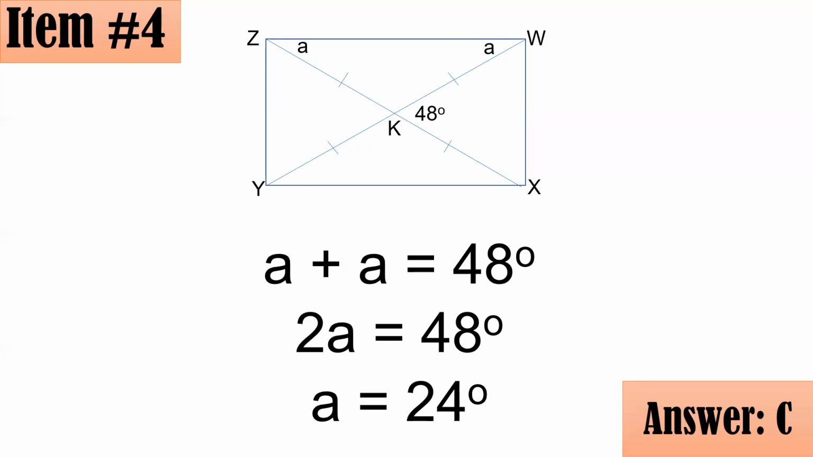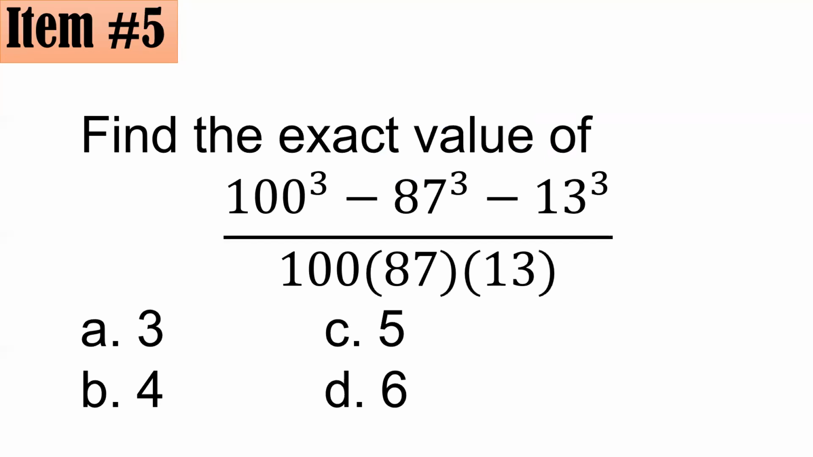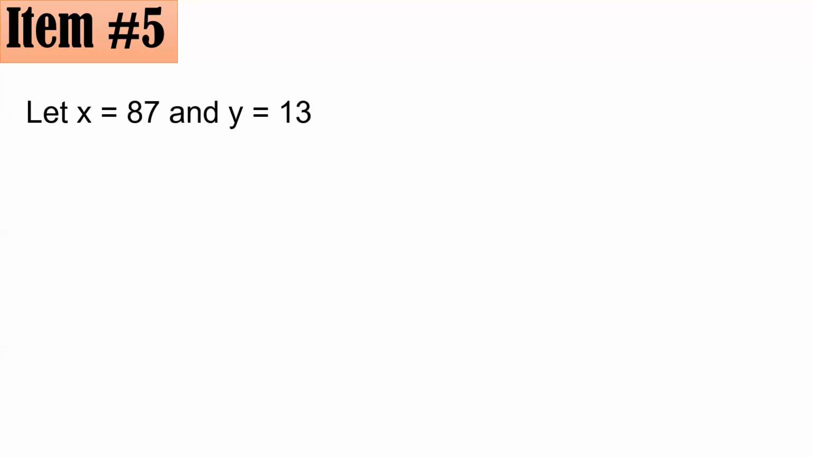Okay. Number 5. Find the exact value of 100 cubed minus 87 cubed minus 13 cubed all over the product of 100 times 87 times 13. Okay, what do you think? Letter A, 3. And besides, you can use your calculator for this. But supposedly, how can you do this without a calculator? This is what I did.